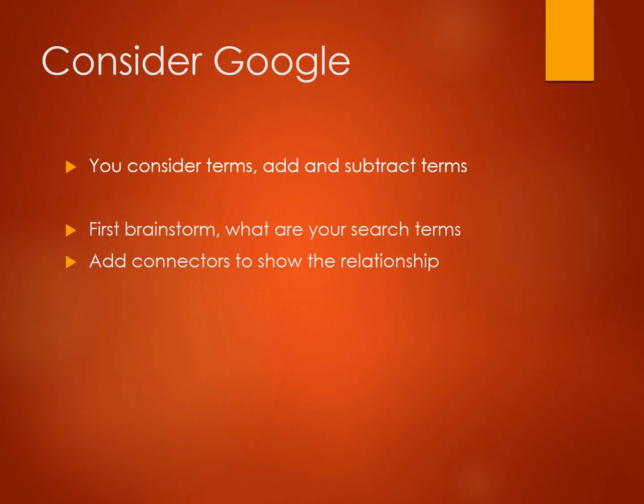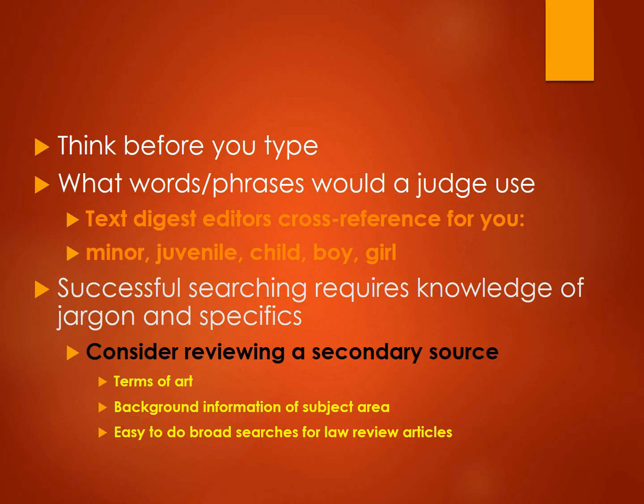I'm going to try and encourage you guys to take that methodology a little further and start adding connectors to show the relationship amongst or between your search terms. Before you type, think about what legal terms of art a judge would use to describe this problem. You've got to think about the jargon, the specifics. That's why those secondary sources can be really valuable in helping you locate those key legal terms of art, giving you background information. Even a law review article can give you some good key legal terms of art.